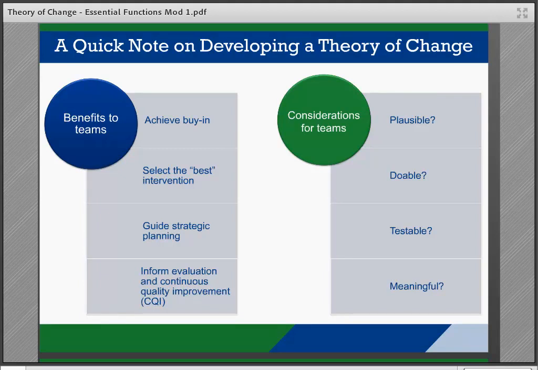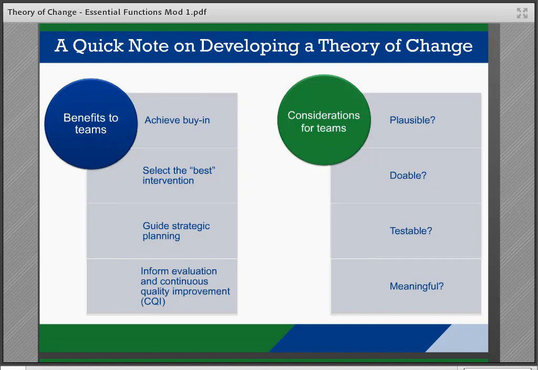As with other parts of the change management process, agencies should approach developing a theory of change with a sense of flexibility and feasibility. When working to develop a theory of change, teams should consider, is it plausible? Does the team agree that the logic is correct? And does the team have data to support the logic? For example, if we do X and Y, will we get the results we want and expect?